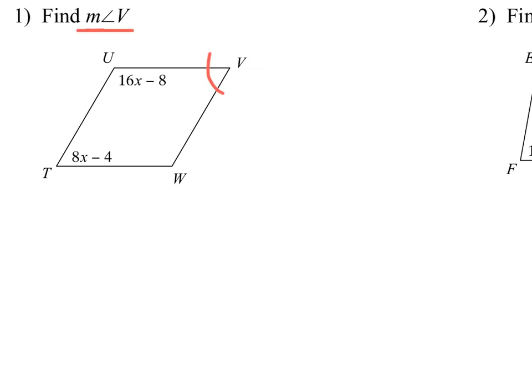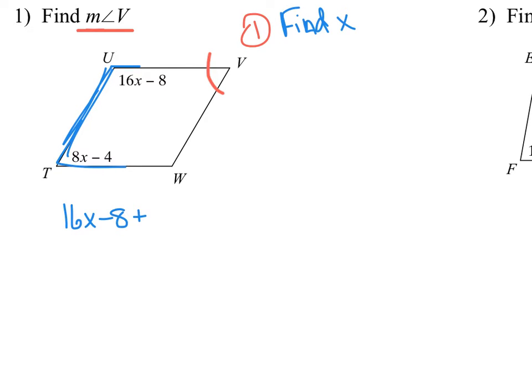Okay, so for this one, first thing we do have to do though is first find x. So first thing we want to do is find x. Okay, so looking here, this is just what we've been doing. So these two angles here share a side. They share this side. So since they share the side, the two angles add up to 180.